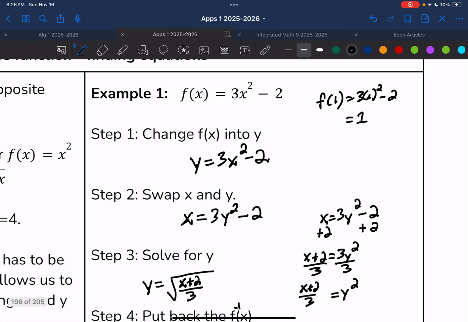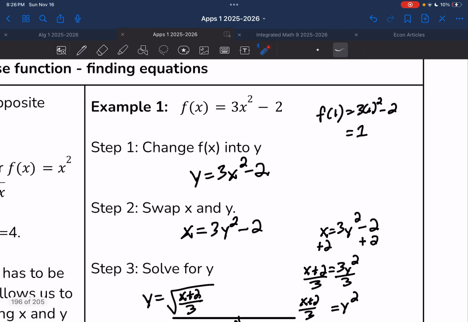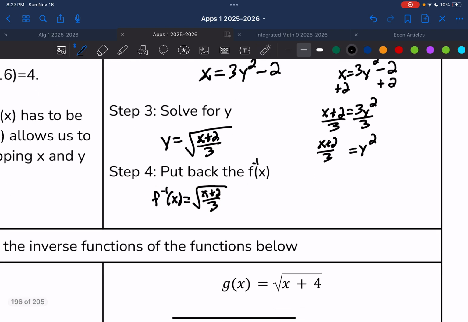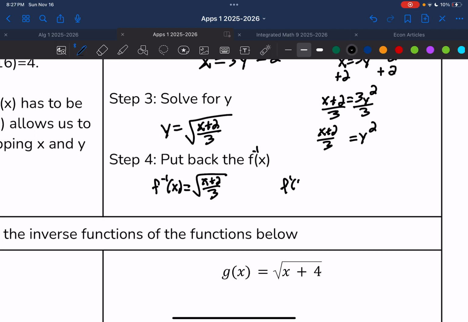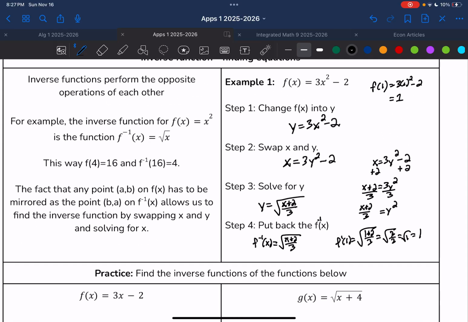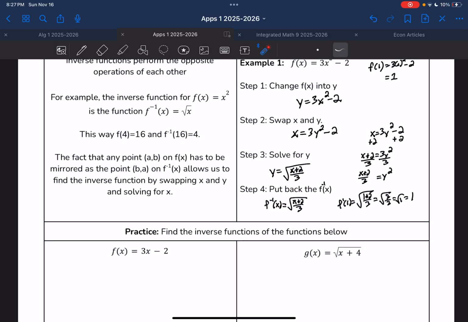And so going back to what I was saying, right, in our original function, when we inputted 1, we outputted 1. That means in the inverse function that also needs to be true. So f negative 1 of 1 is the square root of 1 plus 2 over 3. That's the square root of 3 over 3, which is the square root of 1, or 1. And that will work for any value. If you choose an input in the original function and get an output, if you plug that output into the inverse function, you're going to get back to the original input.